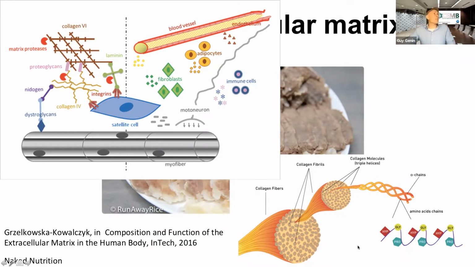But for example, in muscle, there are proteoglycans, such as dystroglycans, that are crucial to making sure all the cells inside the muscle are lined up and contracting together. And when there are errors and mutations in dystrophin, you get horrible diseases like dystrophy. So throughout the body, even in muscles, extracellular matrix is absolutely vital.